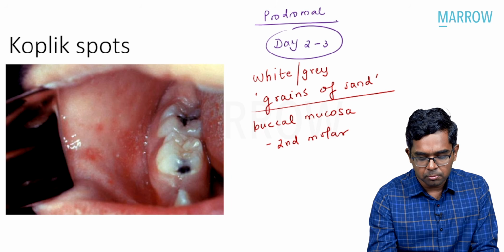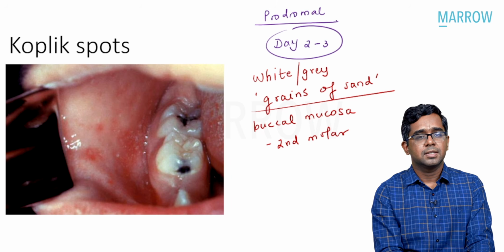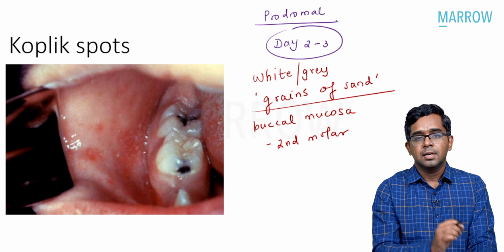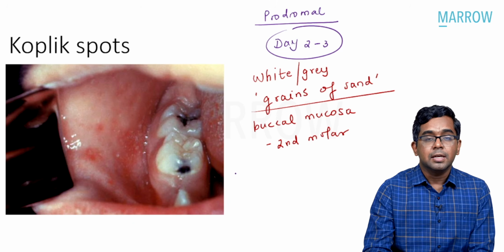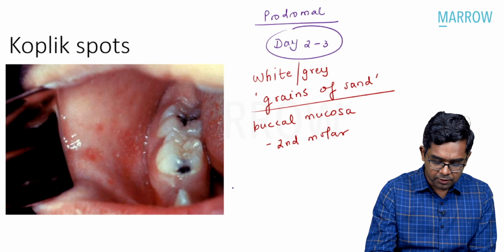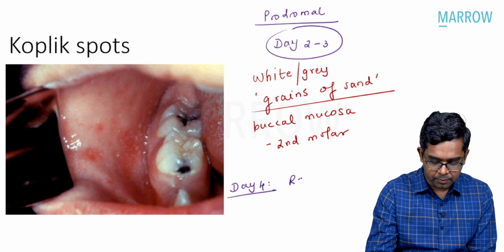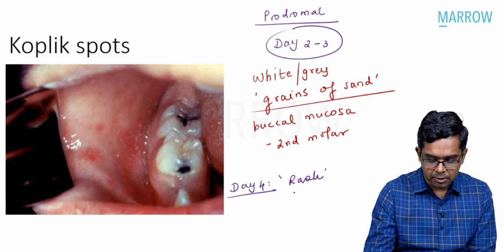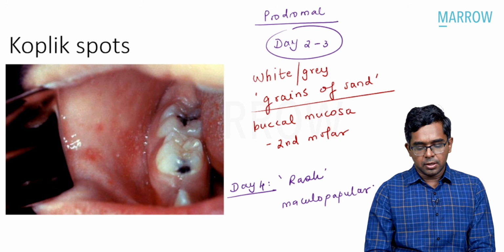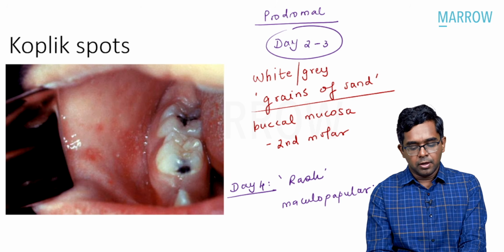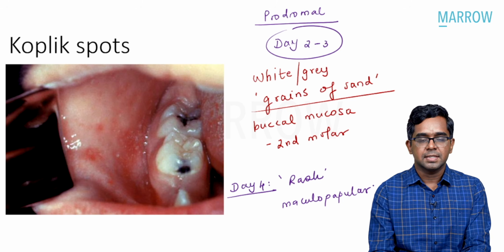You all know that the prodromal stage is characterized by fever and other signs like cough, coryza, conjunctivitis, and on day 2 to 3 you get the Koplik spots. And please remember, in case of measles infection, only on day 4 will the rash appear, and the typical rash is the maculopapular rash, which starts from the face and behind the ears and then spreads downwards. Okay, this is a typical description of rash and Koplik spots in case of measles infection.